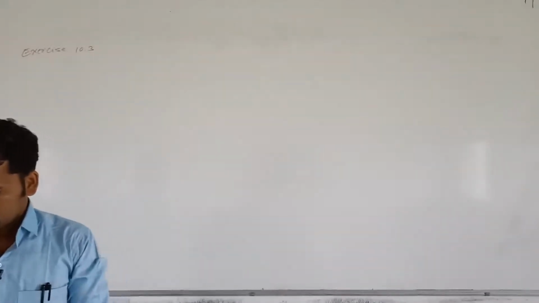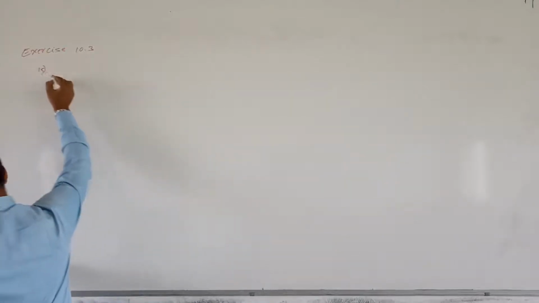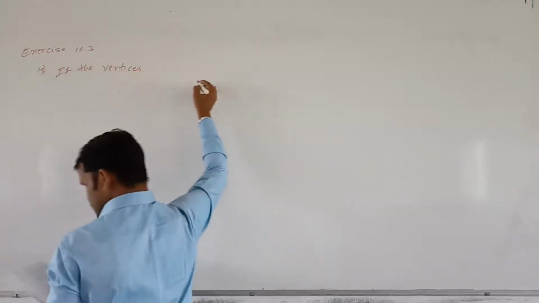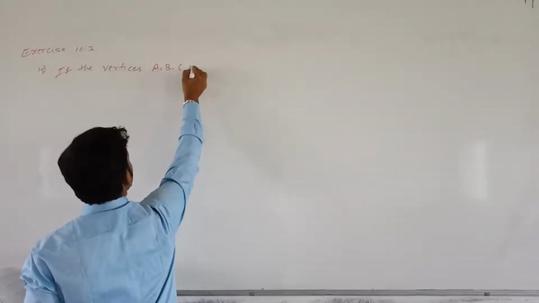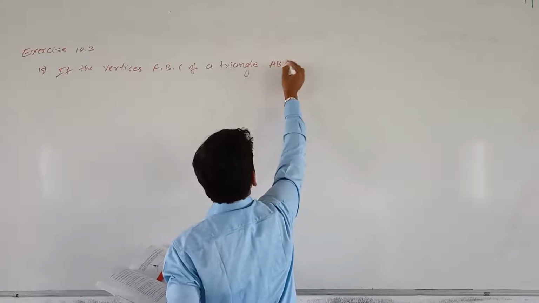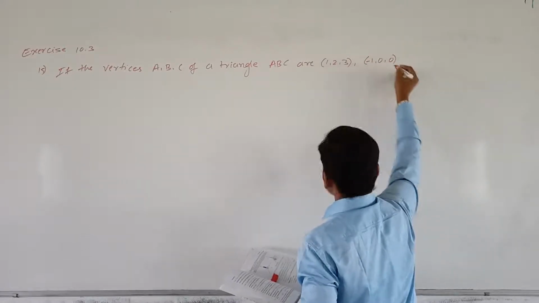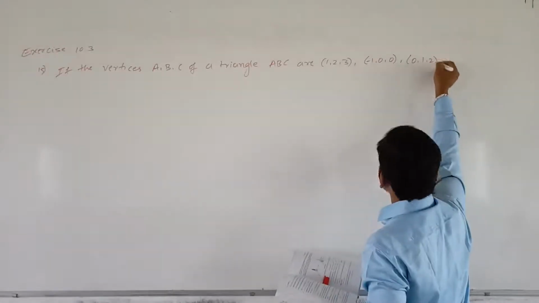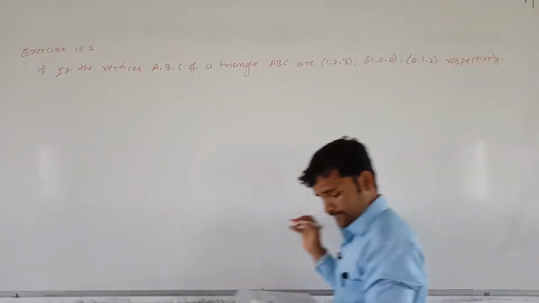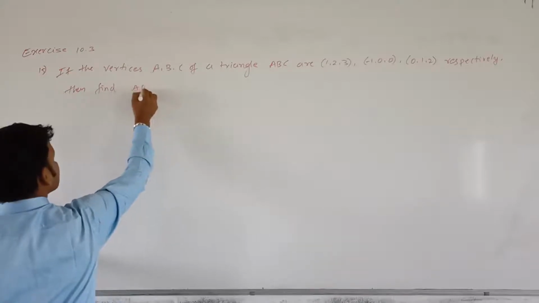Next, let us take question number 15. Question number 15 is, if the vertices A, B, C of a triangle ABC are 1, 2, 3, minus 1, 0, 0, 0, 1, 2 respectively, then find angle ABC.